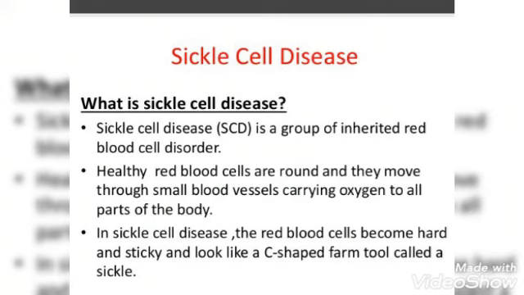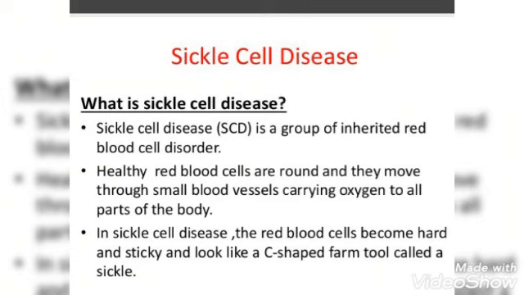Sickle cell anemia or sickle cell disease is a hereditary hemolytic disorder in which hemoglobin A is replaced by hemoglobin S. This results in crescent-shaped erythrocytes. It is a group of inherited red blood cell disorders.